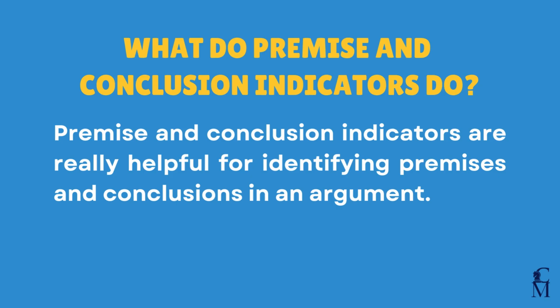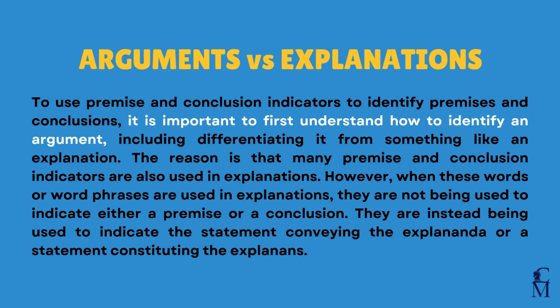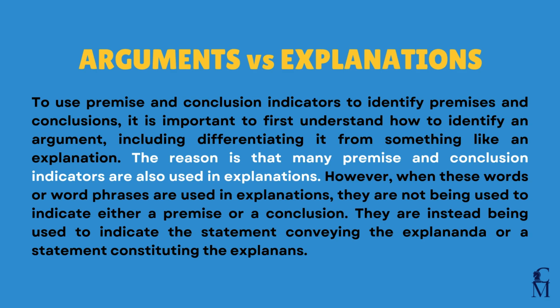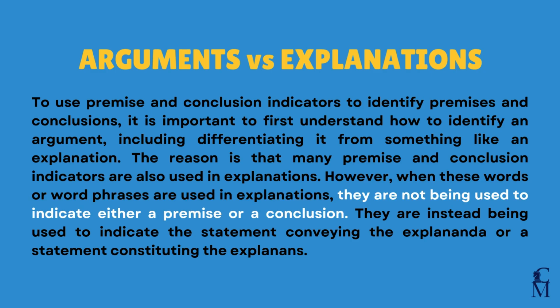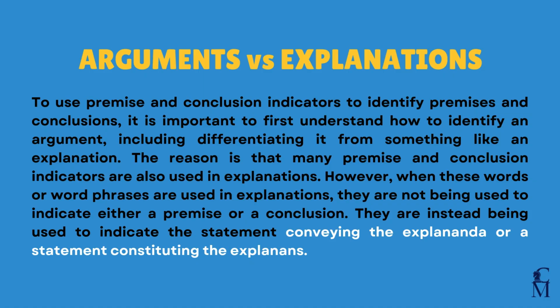What do premise and conclusion indicators do? One great thing about premise and conclusion indicators is that they are really helpful for identifying premises and conclusions in an argument. To use them, it is important to first understand how to identify an argument, including differentiating it from something like an explanation. The reason is that many premise and conclusion indicators are also used in explanations. However, when these words or word phrases are used in explanations, they are not being used to indicate either a premise or a conclusion. They are instead being used to indicate the statement conveying the explananda or a statement constituting the explainans.